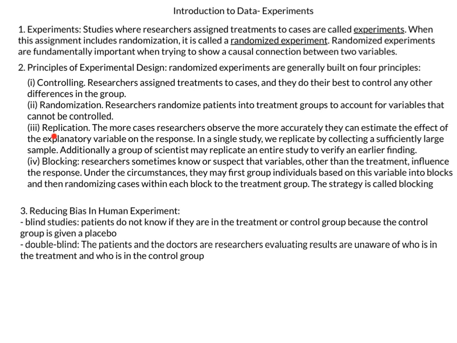Even in a randomized experiment, there's a possibility of having bias, and we want to do as much as we can to reduce bias in human experiments. The first thing we often do is put patients into a blind study, and that's where patients do not know if they are in the treatment or control group. Essentially, that's because the control group is given a placebo.